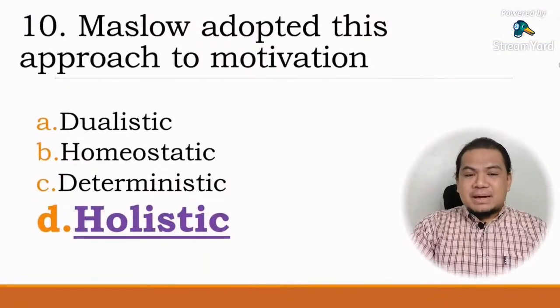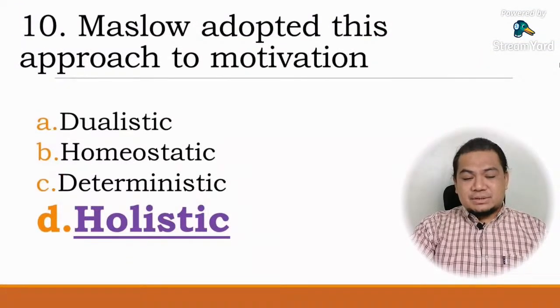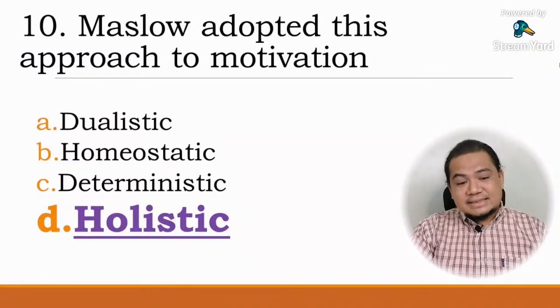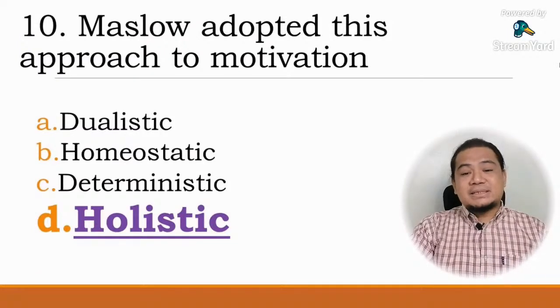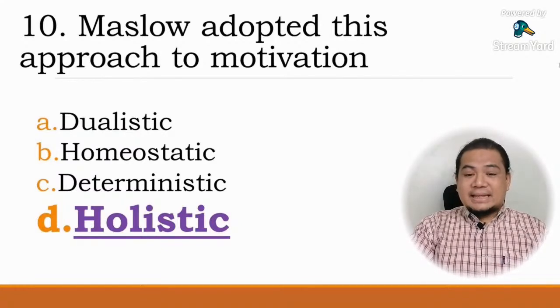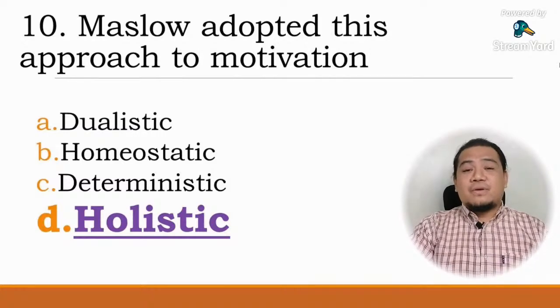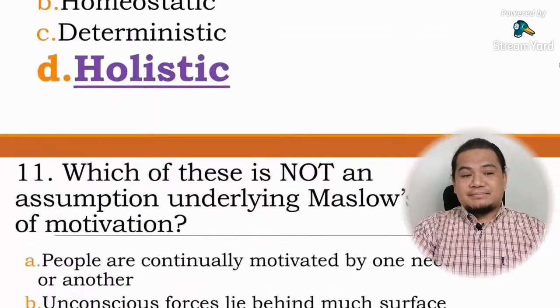Number 10. Maslow adopted this approach to motivation. The answer is letter D, holistic. Maslow's theory of personality rests on several basic assumptions regarding motivation. First, Maslow in 1970 adopted a holistic approach to motivation. That is, the whole person and not any single part or function is motivated.